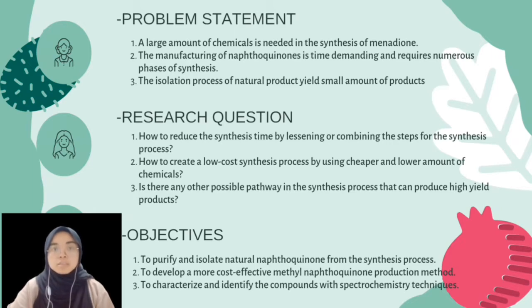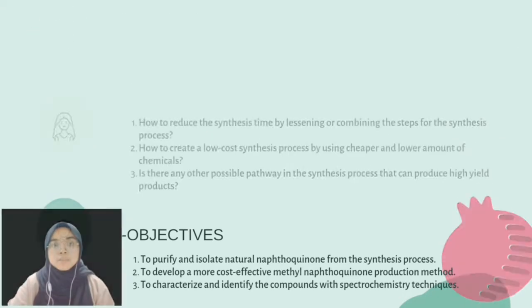As for the research questions in this research: how to reduce the synthesis time by shortening or combining the steps of the synthesis process, how to create a low-cost synthesis process by using cheaper chemicals and lower amounts of chemicals, and is there any possible pathway in the synthesis process that can produce high-yield products. As for the objectives, they are to purify and isolate natural naphthoquinone from the synthesis process, to develop a more cost-effective methyl naphthoquinone production method, and to characterize and identify the compounds with spectrochemistry techniques.